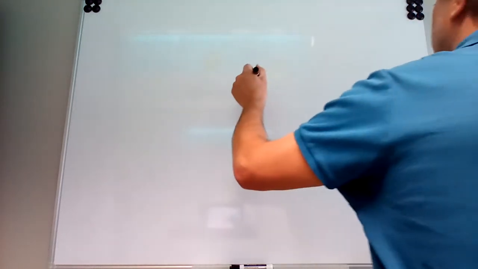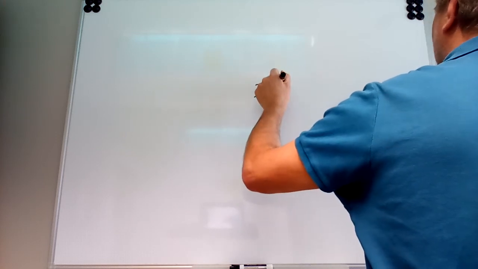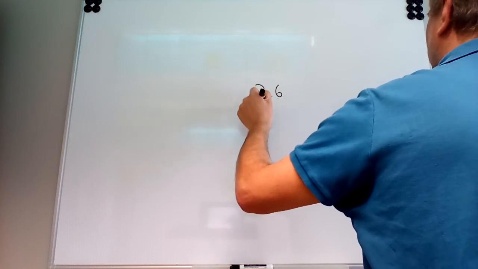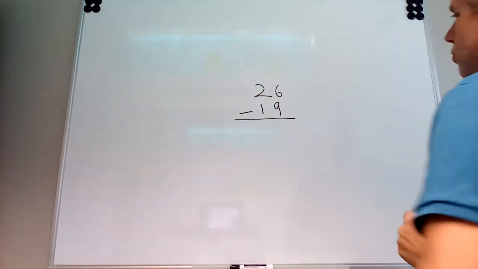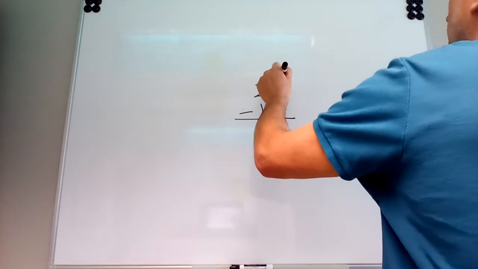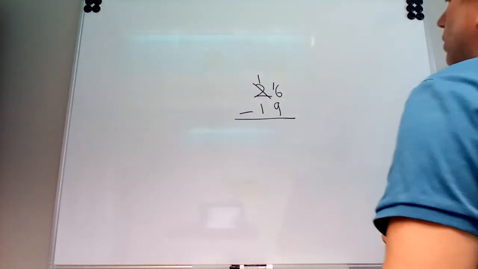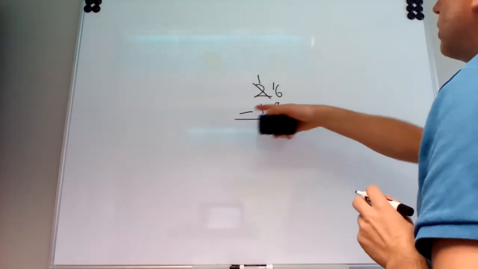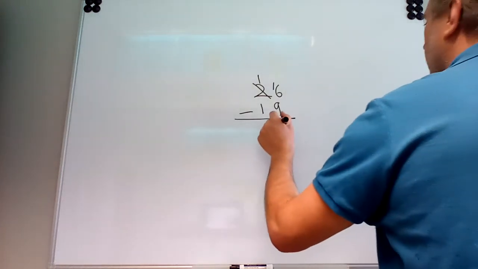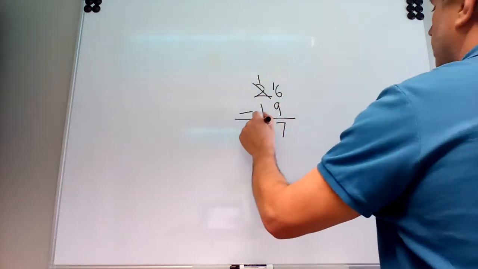So let's take 26 and let's subtract 19. 19 from 26. Okay? Well, we can't take 9 away from 6, so we borrow. We make that a 16. But where did we get that from? We got it from here. We make that a 1. Okay? And then 16 subtract 9. Now we can do that. 16 subtract 9 is 7. And 1 subtract 1 is 0.